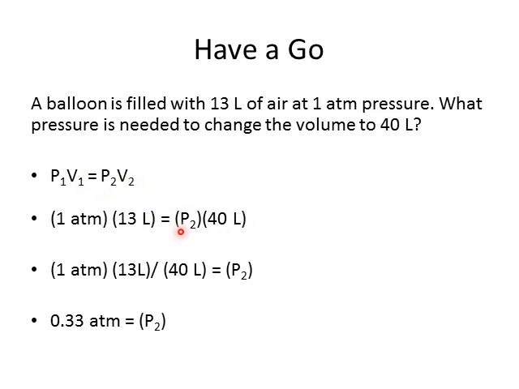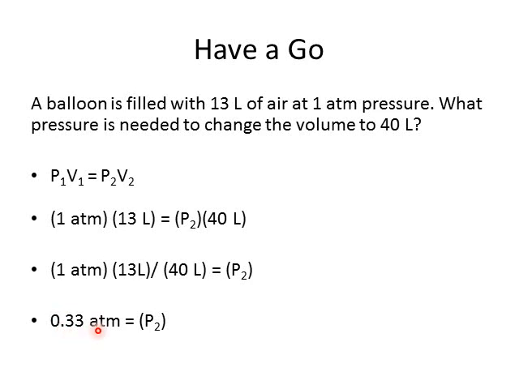I want to transpose this equation to get P2 on its own, so my unknowns on one side and all my knowns on the other. The relationship between these two is they're multiplied, so I need to divide everything across by 40 litres in order to get P2 on its own. When I do this, I have 1 atmosphere multiplied by 13 litres divided by 40 litres is equal to my P2. I have litres on the bottom and litres on the top, so they cancel out, indicating that my answer will be given in the remaining unit, which is atmospheres. When I put these numbers into the calculator, I end up with 0.33 atmospheres.